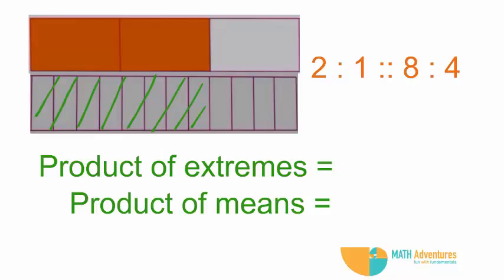We find the product of the extremes is 2 into 4 which is 8. The product of the means is 1 into 8 which is also 8. Is product of extremes equal to product of means?